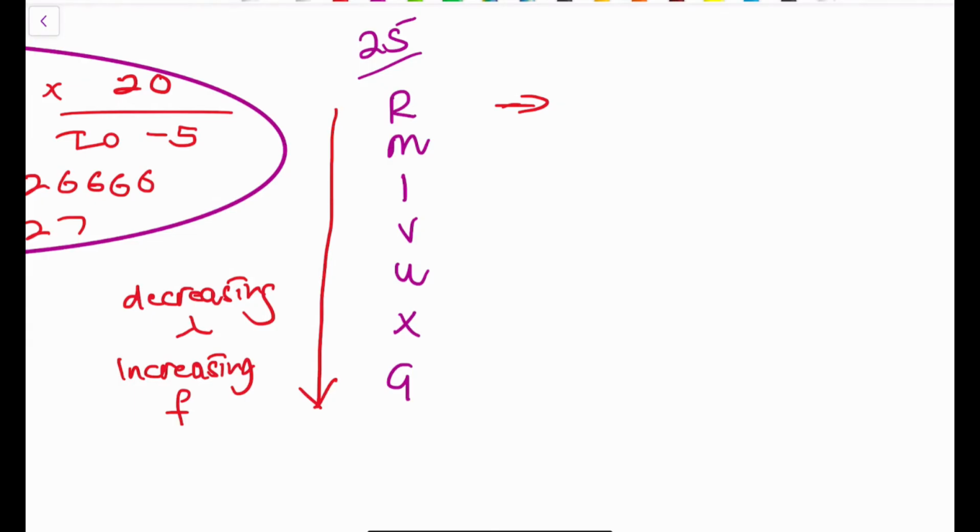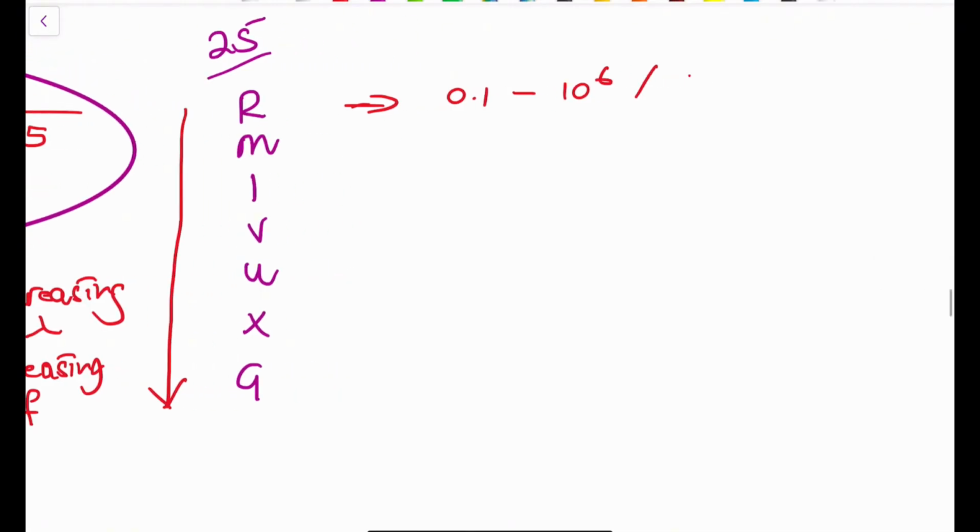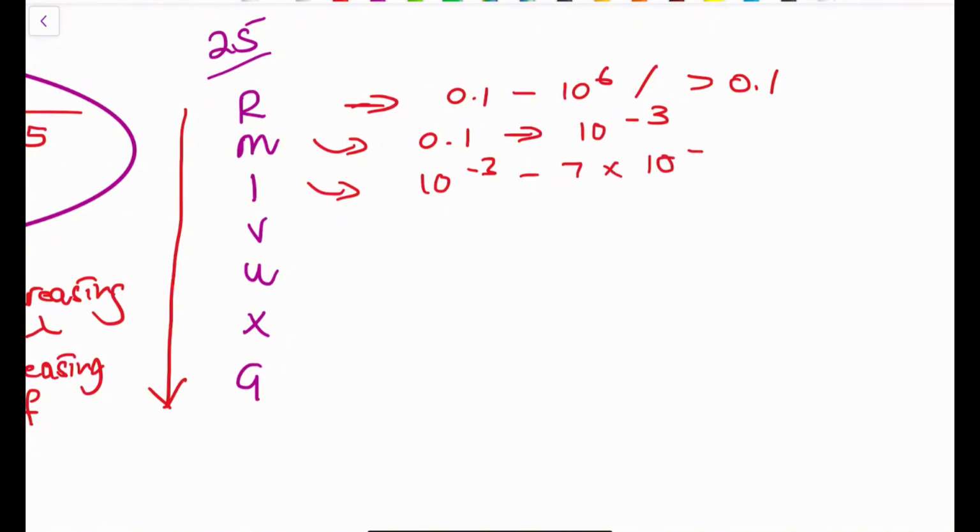What do we know about the ranges of radio? Radio is going to be from 0.1 up until about 10 to the power of 6, but it doesn't really matter because they usually say it's just greater than 0.1. For microwave, it's going to be from 0.1 to about 10 to the power of negative 3. For infrared, it's from 10 to the power of negative 3 to about 7 times 10 to the power of negative 7.